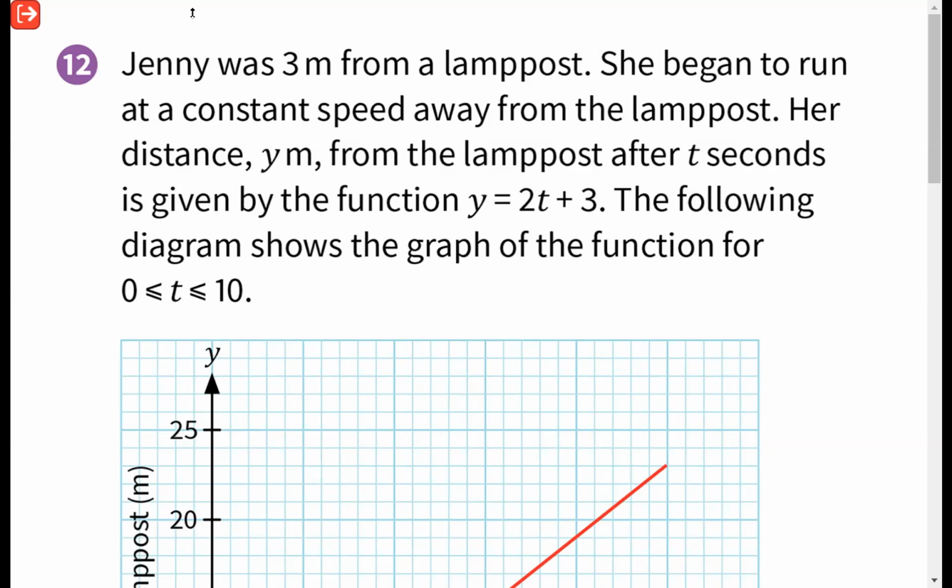So when we substitute time equals 0, 2 times 0 is 0, plus 3 is 3. So at the start, I am 3 meters away. They did not have to say that first sentence. They could have just given you an equation and asked you, where was Jenny at the start? So your answer has to be 3 meters away.